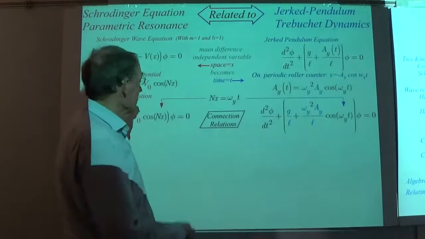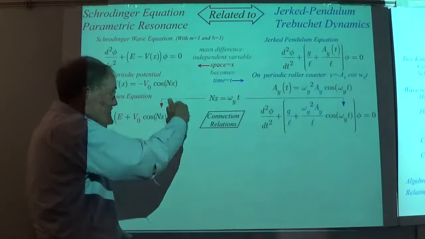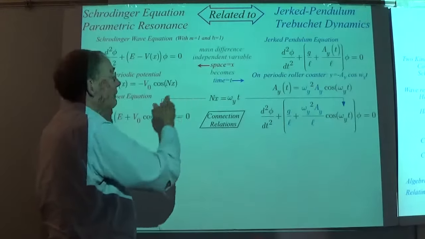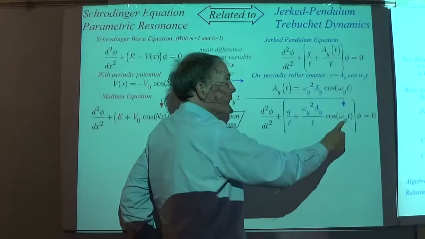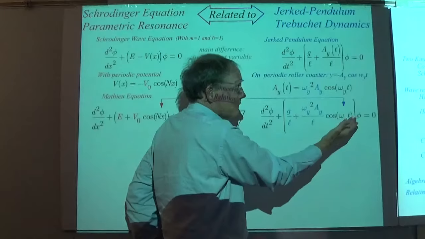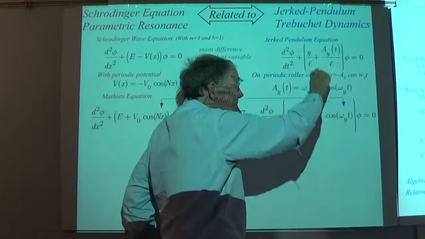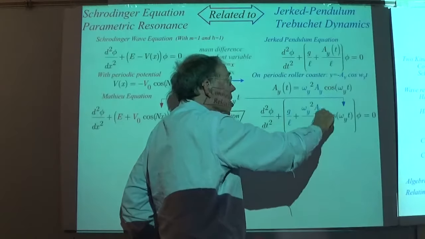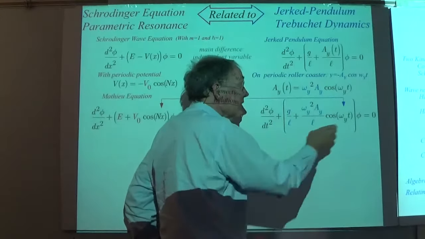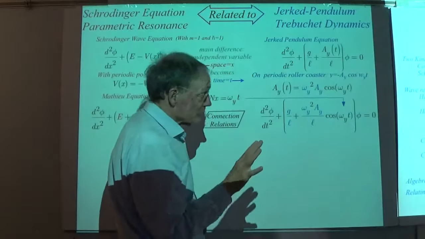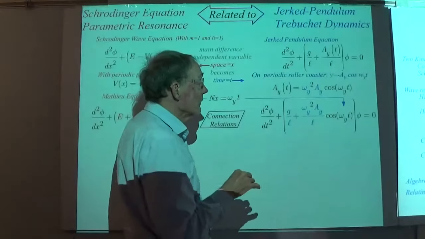Now, we have nx here. What we're going to do is we're going to replace this nx. This is what determines how many wiggles you have per meter. This is what determines how many wiggles you have per time. We call it a frequency. So the pendulum jogging up and down is going to have a frequency, either slow or fast.